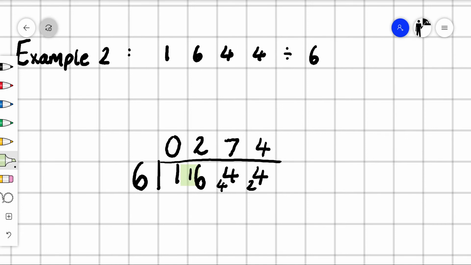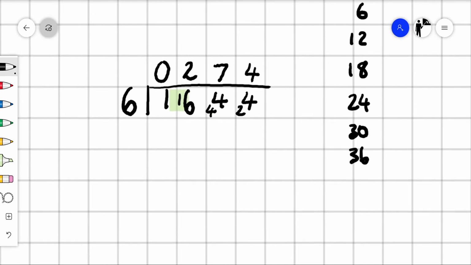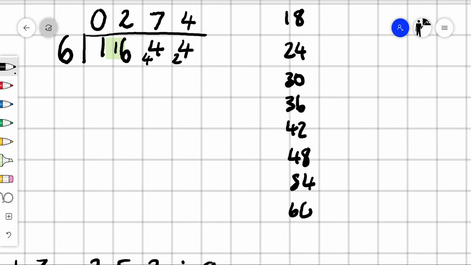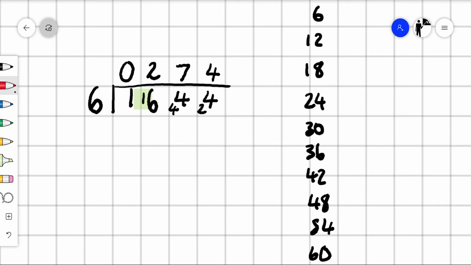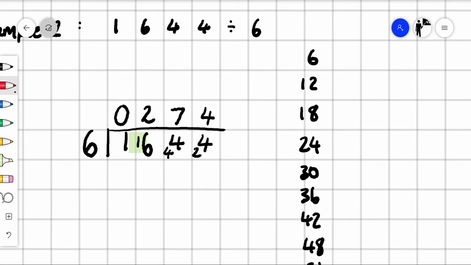So 6 goes into 16 twice, because if you think about your 6 times table, it goes 6, 12, 18, 24, 30, 36, 42, 48, 54, and 60. So how many groups of 6 are in 16? Well, we can see that 16 would be here on our number line. So here's 16. So we can see that there's 2 groups of 6, but I would have 4 left over. So that's why we had a 2 and a 4.